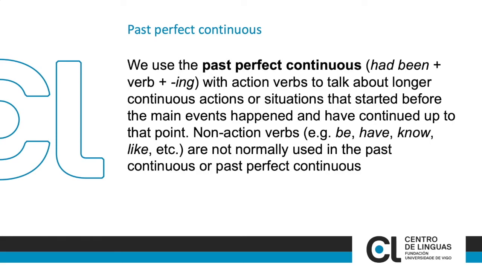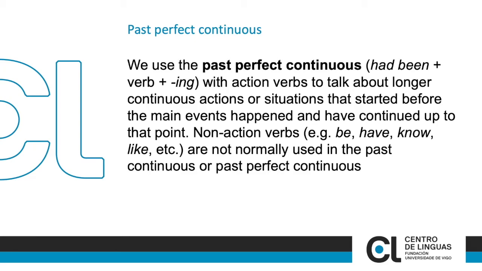We use the past perfect continuous with action verbs that talk about longer continuous actions or situations that started before the main events happened and continued up to that point. We normally don't use non-action verbs or state verbs with the past perfect continuous. State verbs such as be, have, know, and like are usually used with the past perfect simple.